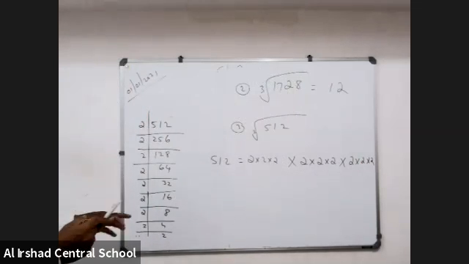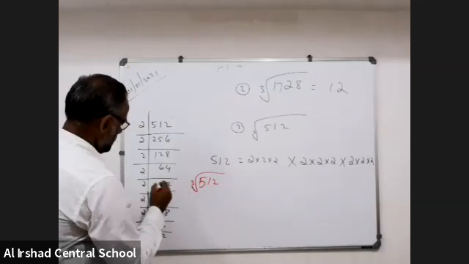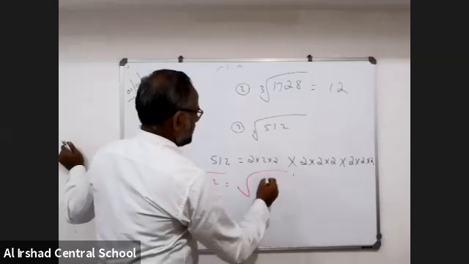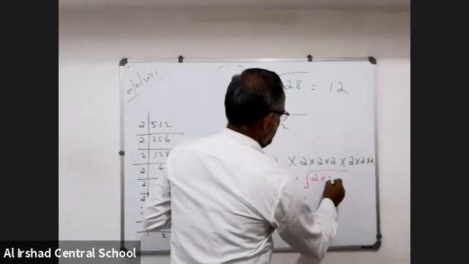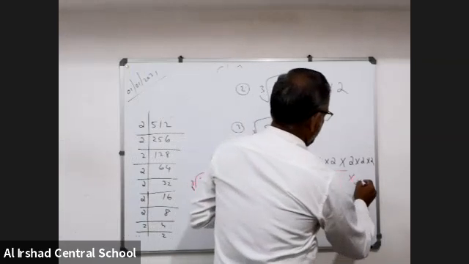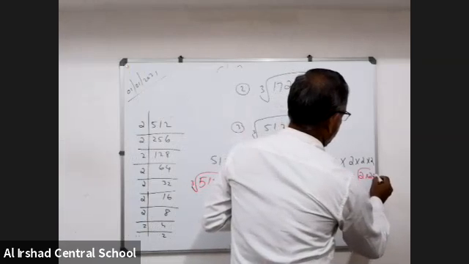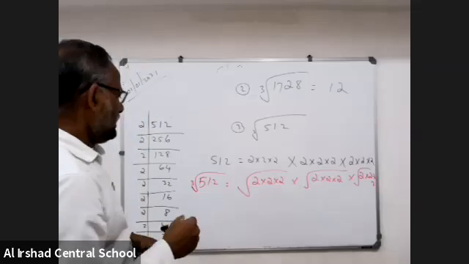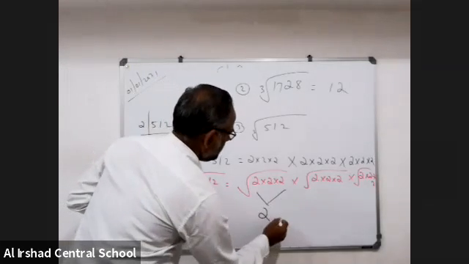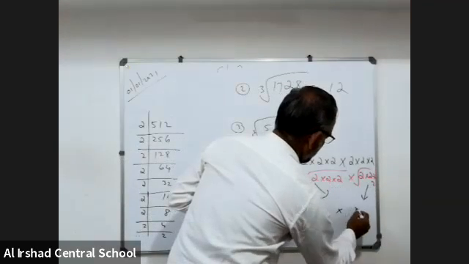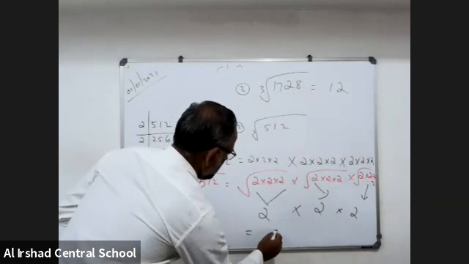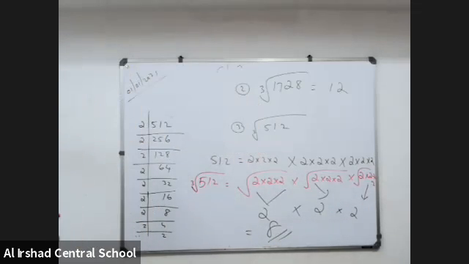Now the next step, write all of you like this. The cube root of 512: cube root of 2 into 2 into 2, into cube root of 2 into 2 into 2, into cube root of 2 into 2 into 2. Here we know the cube root of this one is 2, here also 2, and here also 2. So the answer is 2 2s are 4, 2 4s are 8. This is the method.